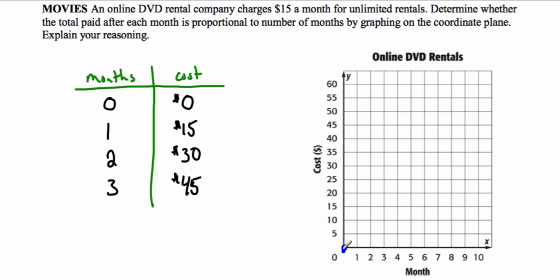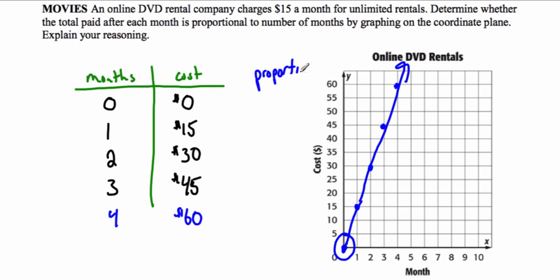So we do 0, 0. Then we do 1, 15, 2 and 30, 3 and 45. If we wanted to go one more, we could do 4 at $15 a month would be $60. And you can very easily see that this will indeed connect to make a nice straight line, and it passes right through the origin. So we know that this is a proportional relationship.